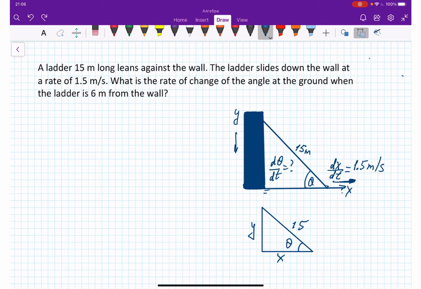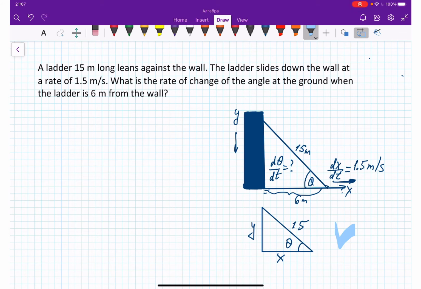So this one, 6 meters. Okay? When it's 6 meters away from the wall. So we need to find d theta by dt. Our wall here, to represent it mathematically, is y, and x is going to be our 6 meters, and 15 is going to be the length of our ladder.